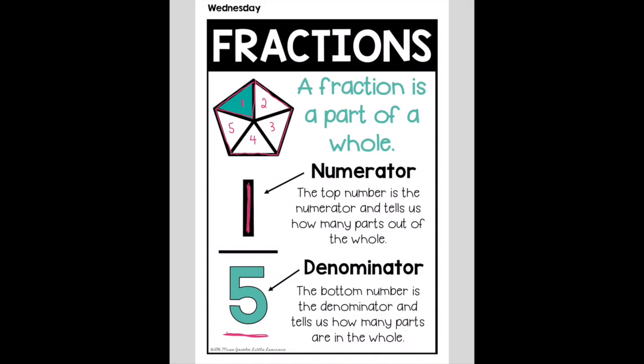The top number is called the numerator. This number tells us how many parts out of the whole that we're talking about. So right now we're talking about 1 part of the whole, so that's why it's a 1.